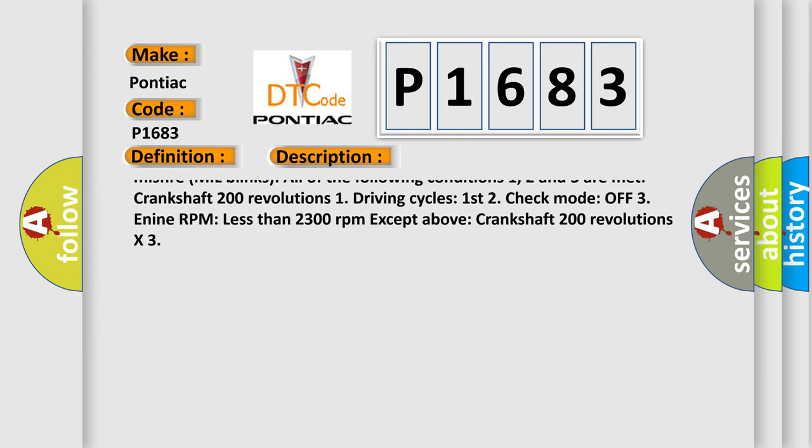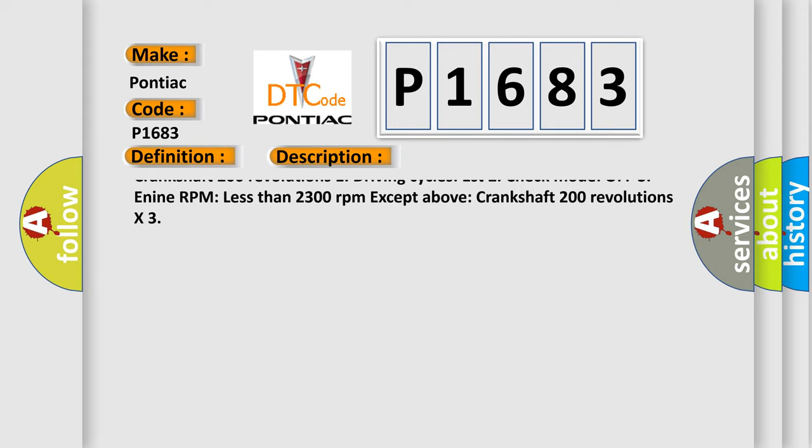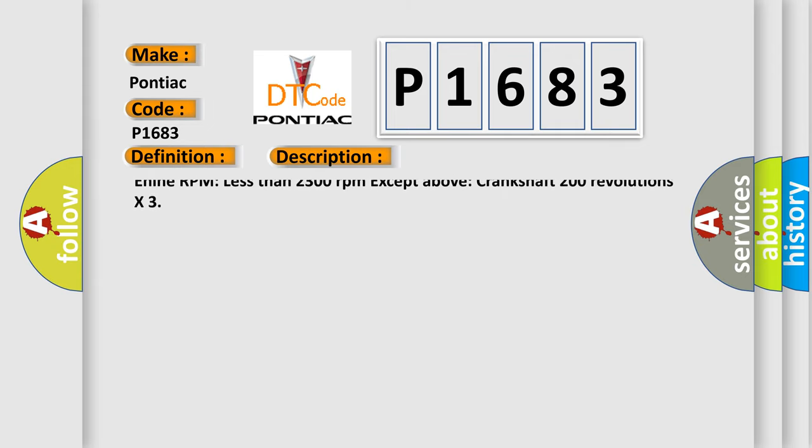Monitor period of catalyst damage misfire, MIL blinks. All of the following conditions 1, 2 and 3 are met: crankshaft 200 revolutions, 1 driving cycle first, 2 check mode off, 3 engine RPM less than 2300 revolutions per minute, except above crankshaft 200 revolutions by.